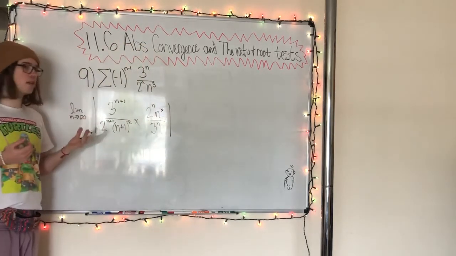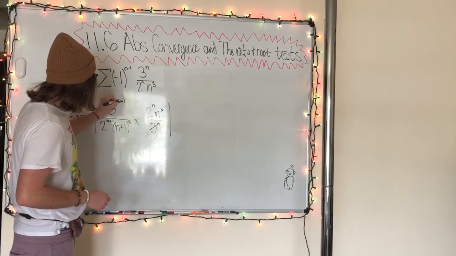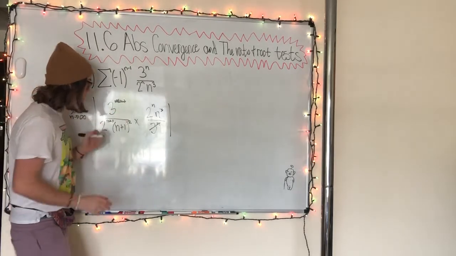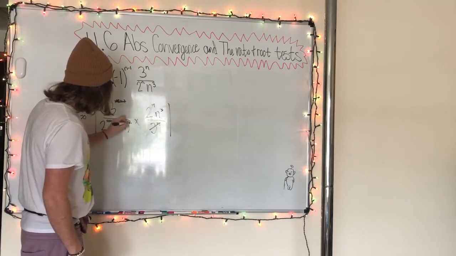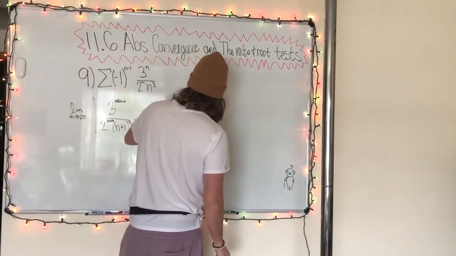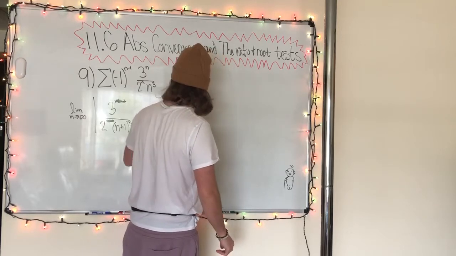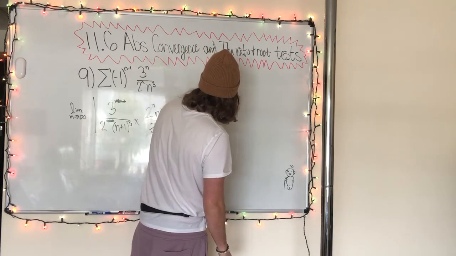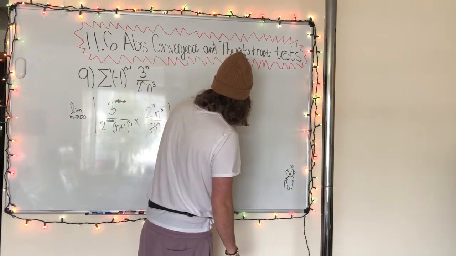And so where do we go from here? Well, this 3 to the n is going to cancel with this 3 to the n, and this 3 to the n plus 1 will just cancel to become 3. Same sort of deal with this 2 to the n and this 2 to the n plus 1, which just becomes 2. And so then we see this is equal to the limit as n is approaching infinity of the absolute value of 3n cubed over 2 times n plus 1 cubed.